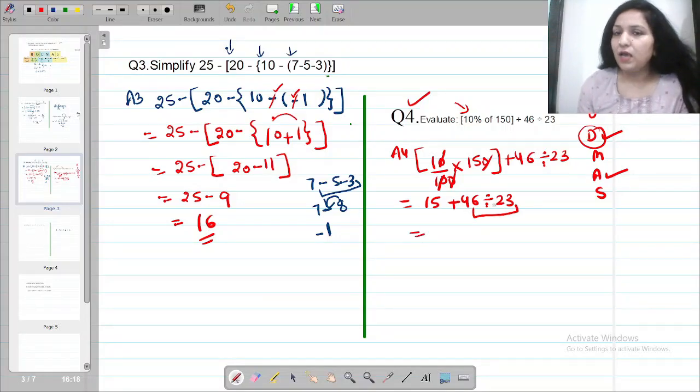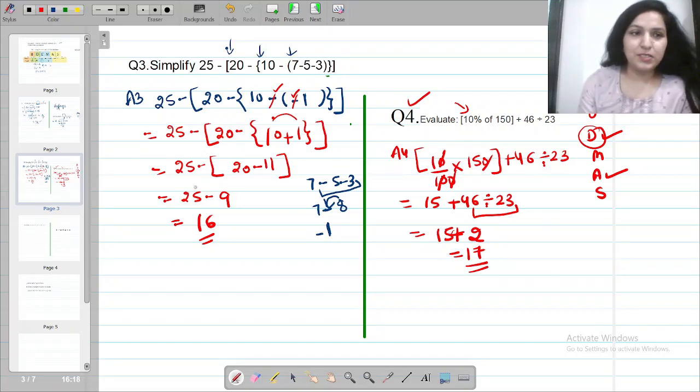it to 15. 46 divided by 23 is how much? It is just 2. And 15 from here, 15 plus 2. What's your final answer? Final answer is 17. I hope you are getting the topic now. Let's do another question.